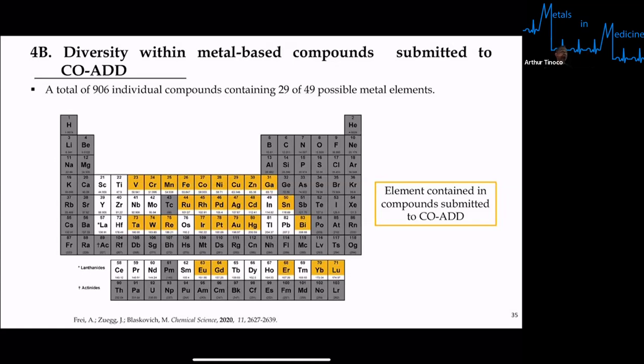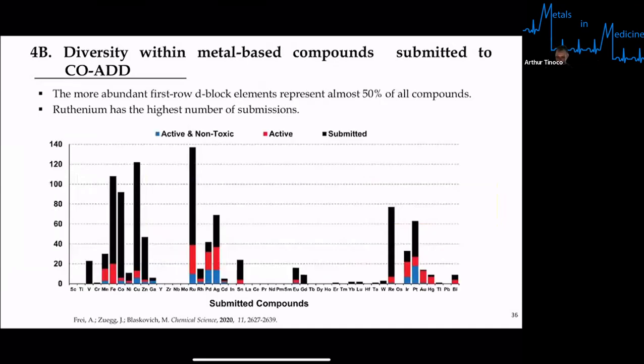were actually metal containing. Of those 900, you had these metal elements that were some of the ones that were actually in these compounds. So the ones that are highlighted in yellow are the ones that were actually being tested. So what was observed in this study? Here you see an array of the submitted compounds, and then you see them categorized into the following.